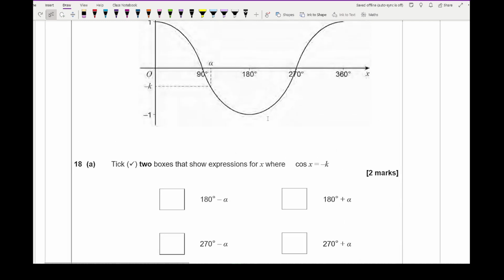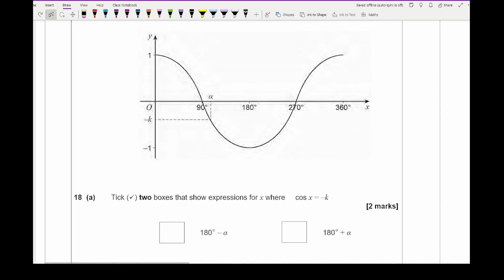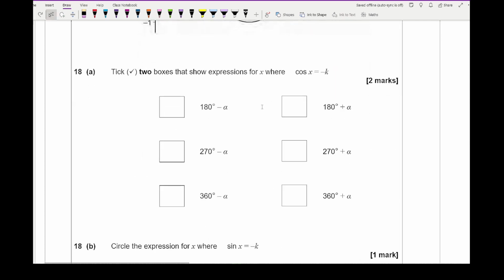Now, for this, what we need to do is recognize that this distance here is alpha. This is the point that I'm looking for, and this is the point for the other answer. To work out this other answer, one way of doing that is to work out this distance here, and that's going to be 360 minus alpha, which is one of the options, and it is this option here.